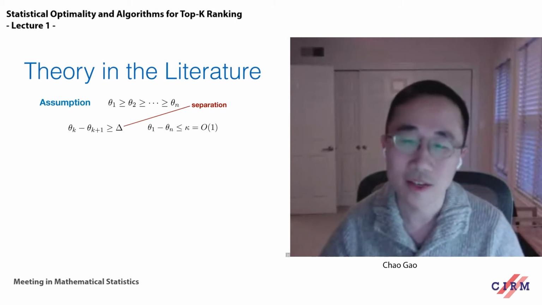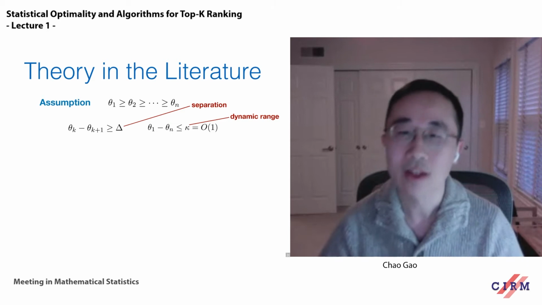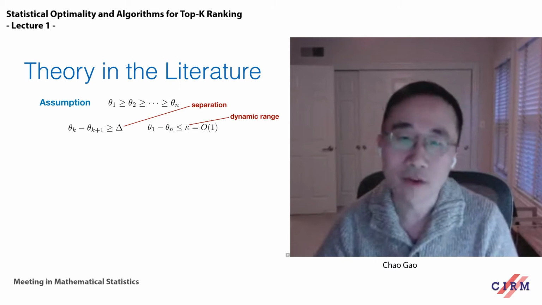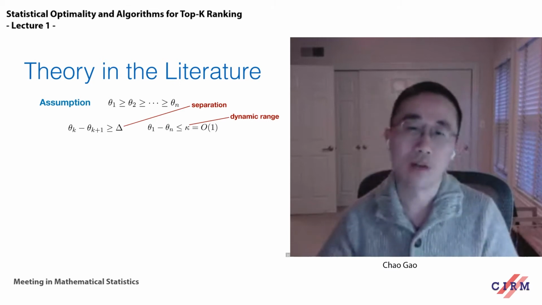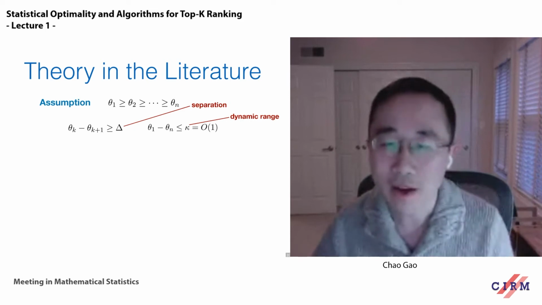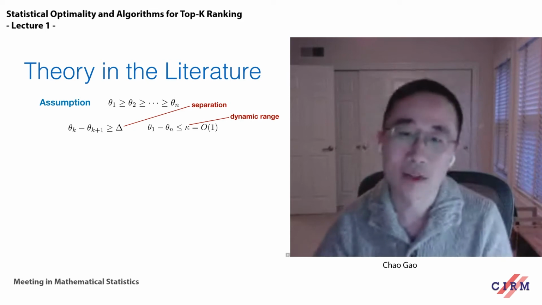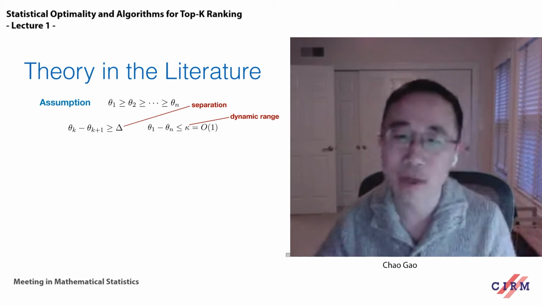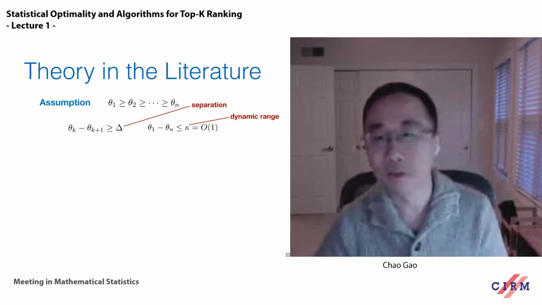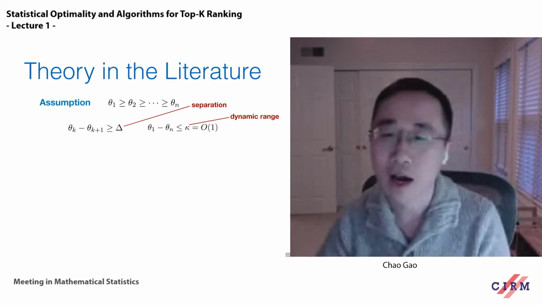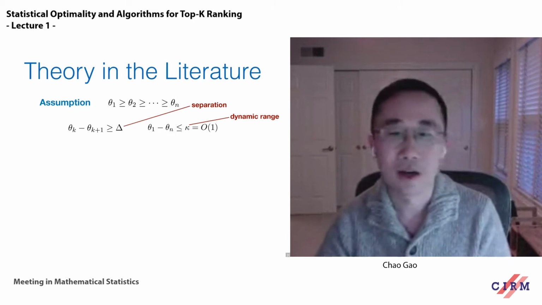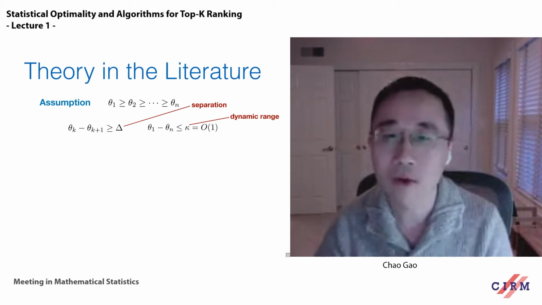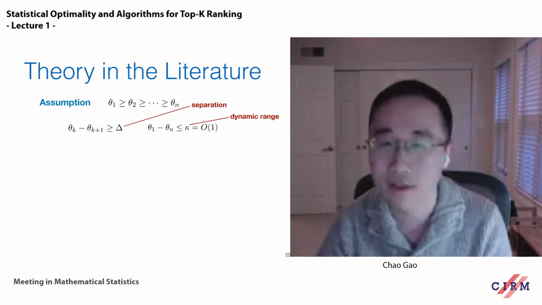The second parameter is kappa. It is called the dynamic range, and it controls the range of the ability of the players, right? It is simply defined as an upper bound of the difference between the strongest player and the weakest player, right? So theta1 minus theta n is bounded by this kappa. Okay, so the larger the dynamic range, the more diverse the group of people. And we will see how kappa is going to affect the optimal top K ranking problem. Throughout the talk, I'm going to assume that kappa is of constant order.